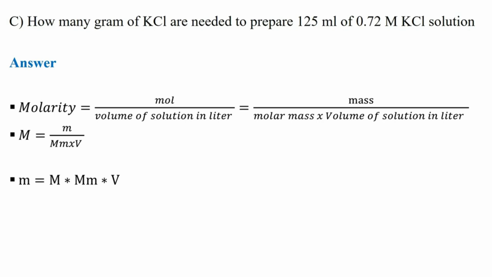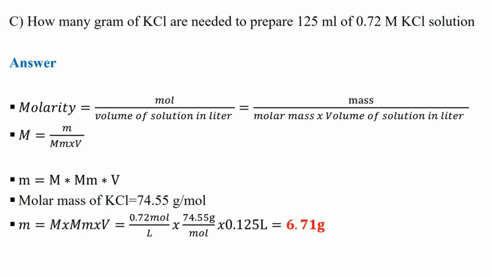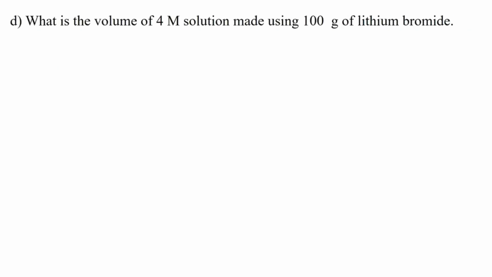So we have the molarity, which is 0.72. We have also the molar mass. The molar mass of KCl is 74.75 grams per mole. We have also the volume 125 milliliter, but we need to change it to liter. Then we calculate the mass. We find the mass equal to 6.71 gram. Mass of KCl is equal to 6.71 gram. So that was number C. Let's move to number D.